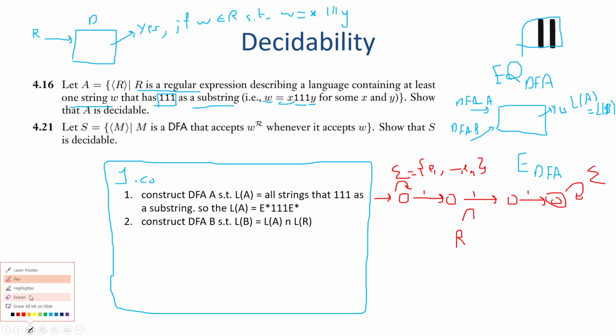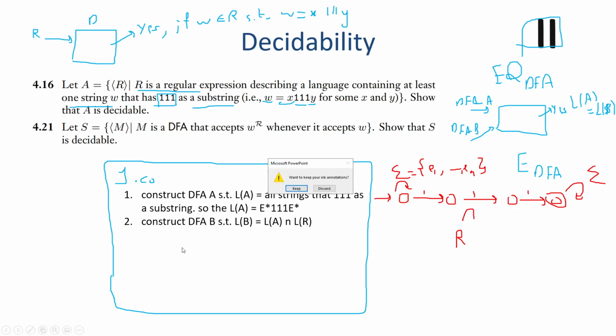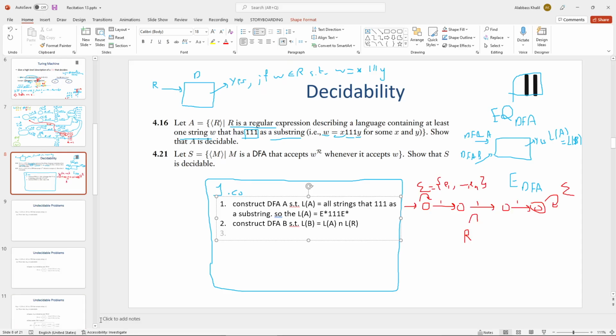So now what do you want to check? What do you want to use? Why did I use intersection? Because I don't want to use EQDFA. If I use EQDFA and give it A, which is the one that we made, and I give it R, like I make a DFA which is just the language R, they don't necessarily need to be equal, because again, R doesn't necessarily need to accept every string that has 111 as a substring. It just needs to accept one.